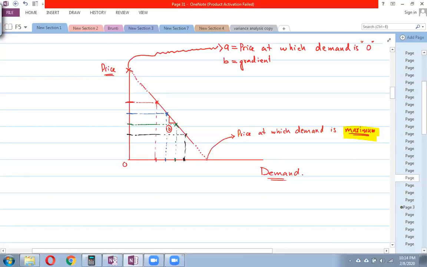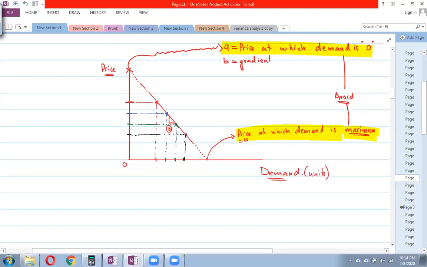Now, this and this, these are the two extremes, right? This is when the price is zero, the price at which demand is maximum, right? And this is the maximum price at which demand is zero. And of course, we don't want to have these two extremes. We will avoid these two extremes. We don't want to increase the price so much that nobody wants to buy from us. And we don't want to reduce the price so much that everyone wants it, but then there is no benefit if you sell it, right?